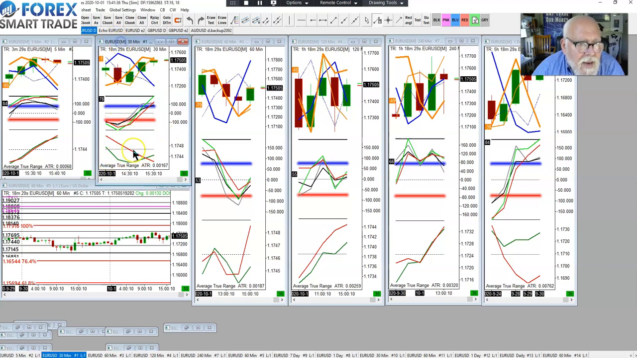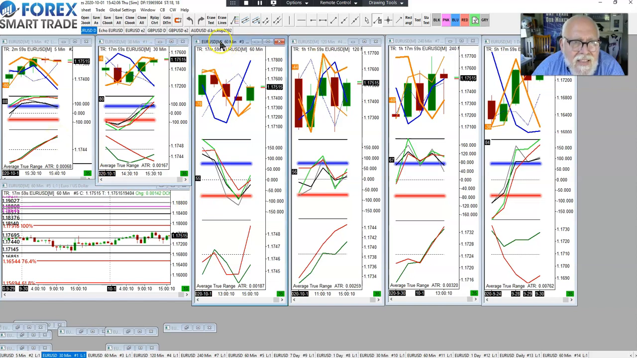On the 30-minute, I have green crossing over and giving me a sideways signal. I am overbought here. My orange is going up. My thin orange is going up. My thick orange is going down just a bit. And on the 5-minute, I am overbought. Up pressure, but red just crossed over.